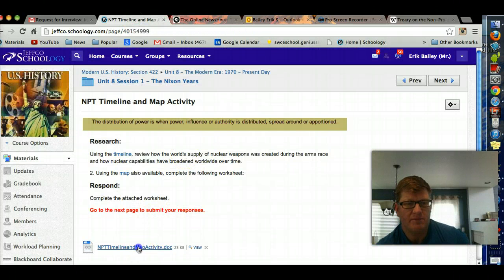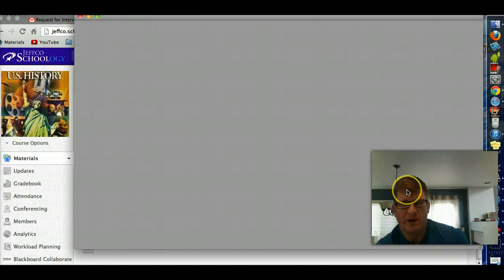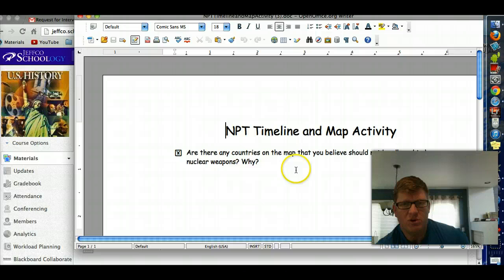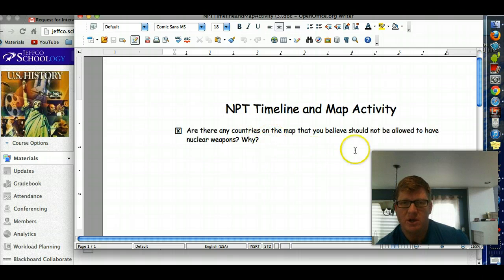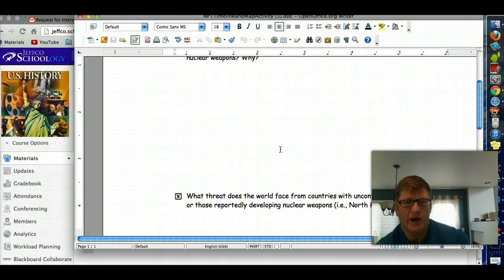Based on the map, you are going to answer the NPT timeline map activity. This is the worksheet you need to fill out. So you really need to do the research and do the map, and then you need to figure out how to answer these questions. You need to give the PEA method answers to answer these questions. You have to answer the why portion. You can't just say the countries and not answer why.